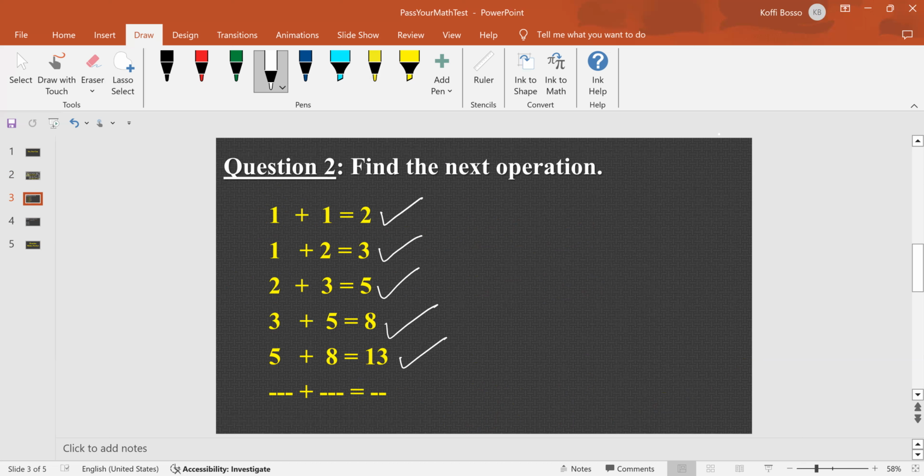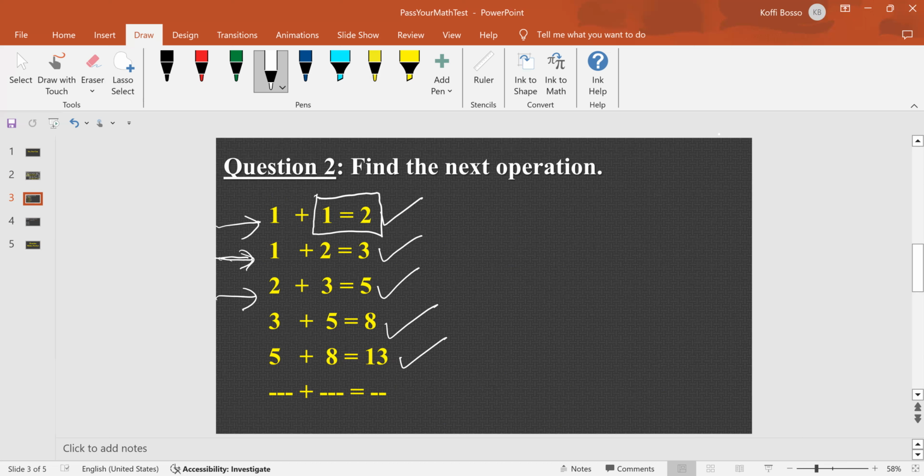There is a pattern here we need to figure out. If you figure out the pattern, now you can find what's going to be the next operation. Let's see something. For the first one, they say 1 plus 1, which is 2. That is correct. Now to find the next line, you will see that they took this, so 1 plus 2, yes, and that gives you 3.